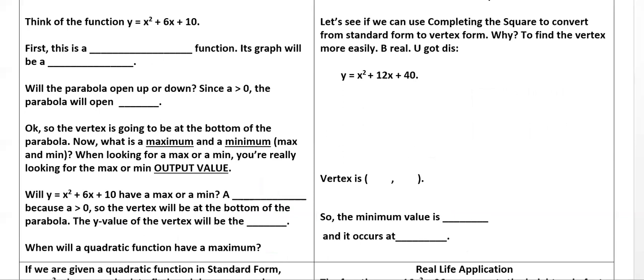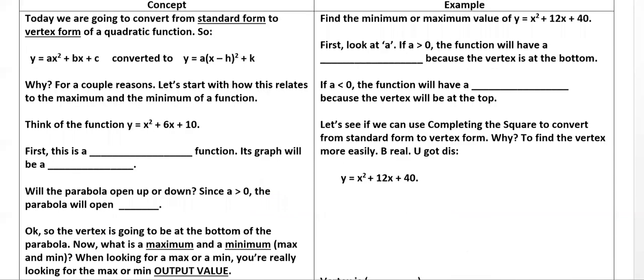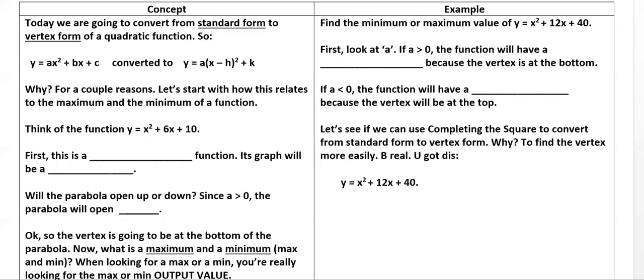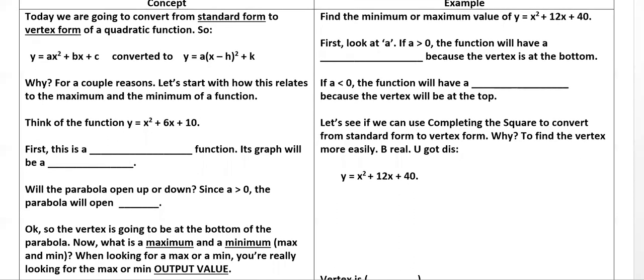Now, technically, y'all have learned how to do this, but we're going to use a different method. So, for instance, on the example over here, it says find the maximum or the minimum value of y equals x squared plus 12x plus 40. First, is this a quadratic function? Yes, it's a degree 2 polynomial for the inputs, and then the output's equal to that. So how did we find this before?